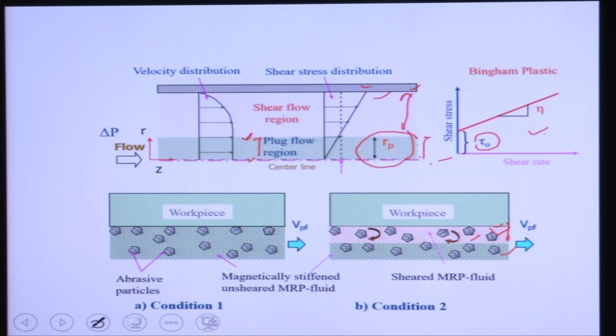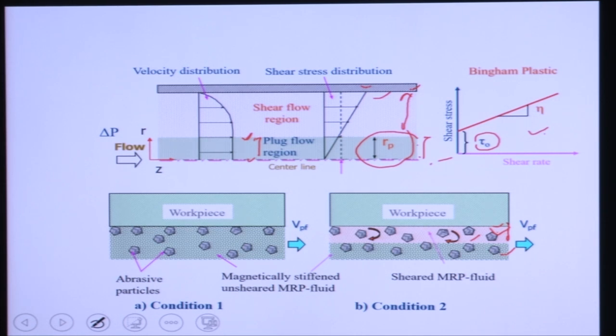At the center your shear stress is 0 and at the wall shear stress is maximum. That is why the fluid is sheared at the wall only, first it is sheared at the wall. Here you can see these abrasive particles in the shear zone do not have that much bonding force. That is why these abrasive particles can rotate here. If it is not able to cut, then it will rotate there in condition 2.